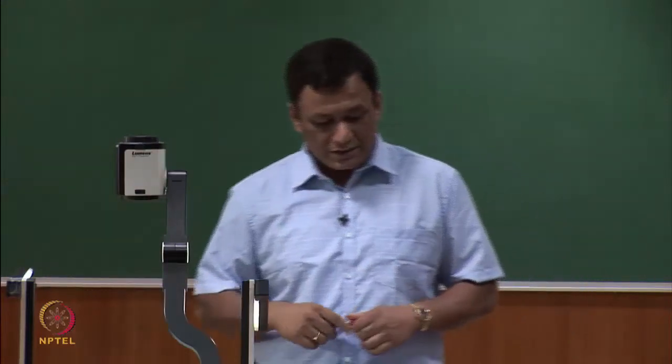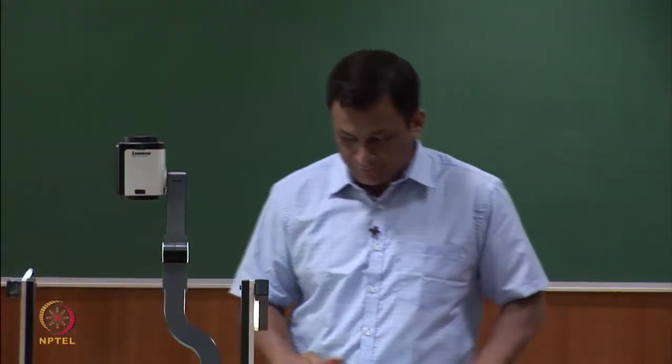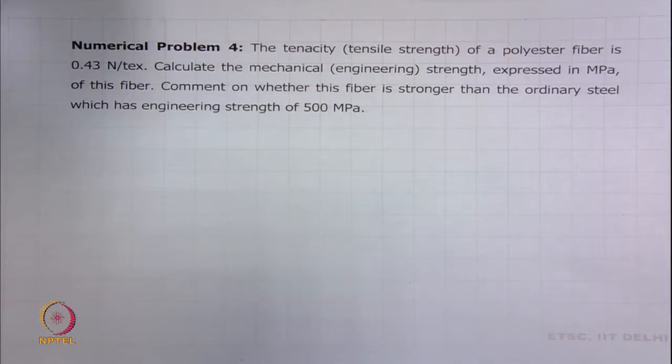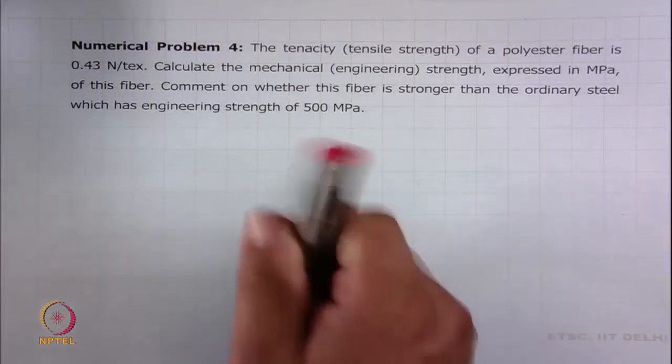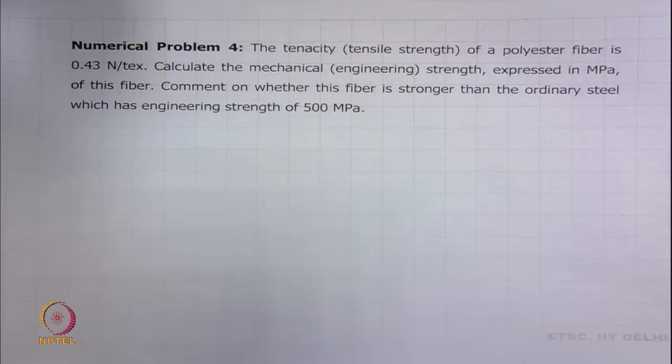So, now let us come to the fourth problem. The fourth problem reads as follows. The tenacity of a polyester fiber is 0.43 Newton per tex. Calculate the engineering strength, expressed in megapascal, of this fiber. Comment on whether this fiber is stronger than ordinary steel, which has an engineering strength of 500 megapascal.